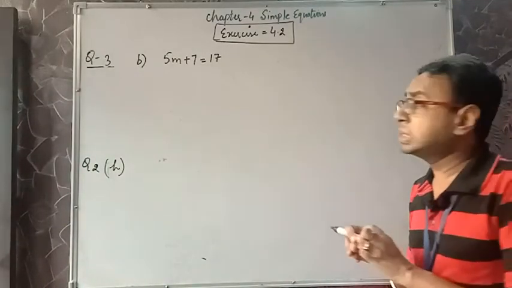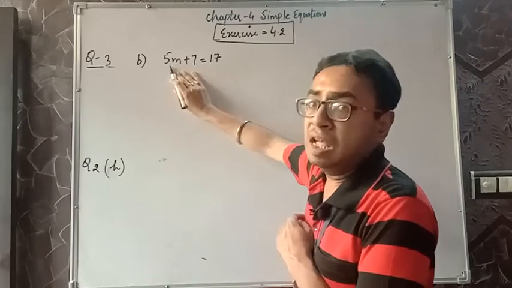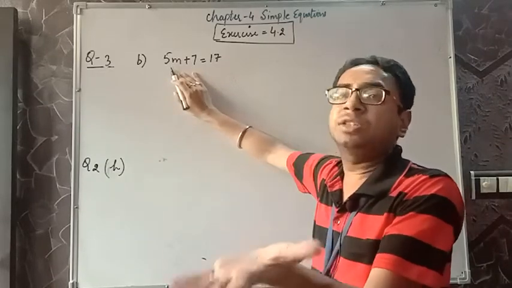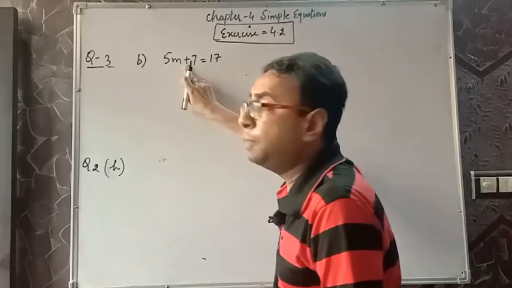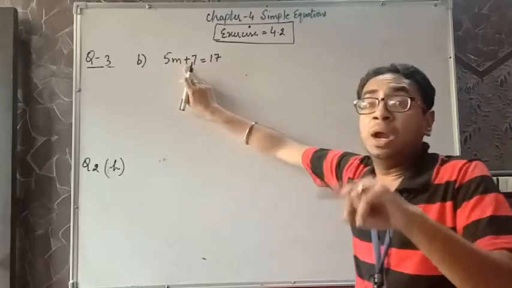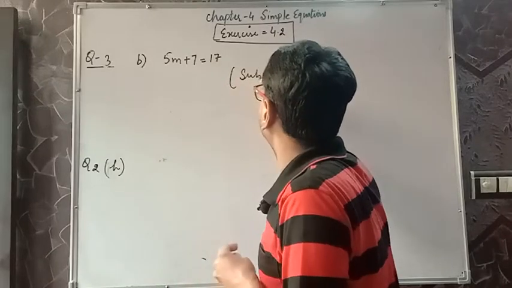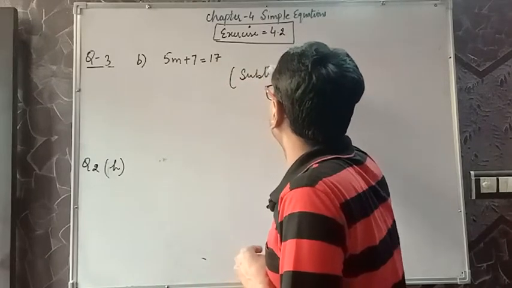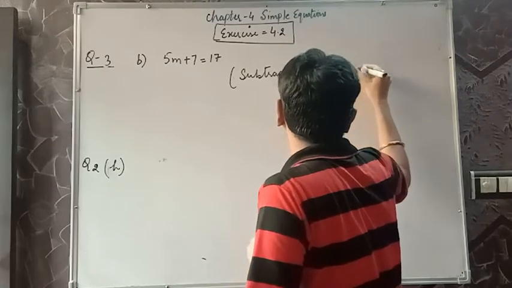First, what we can do, don't directly jump on 5. First try to remove, add or subtract from B. So what we have to do, here plus is there. If I have to make plus 7 zero, what am I going to do? I'll subtract 7 from it. Therefore, first step, subtract 7 from both sides. Yes or no?